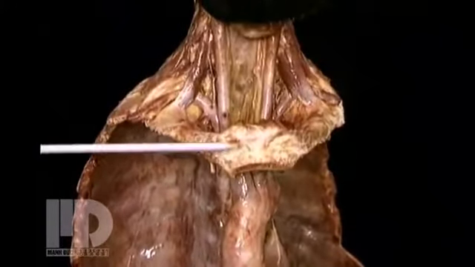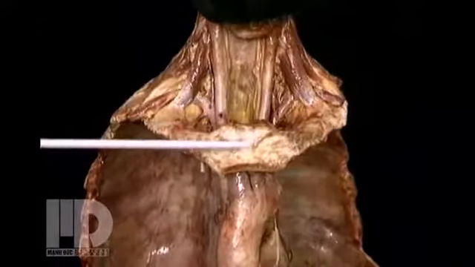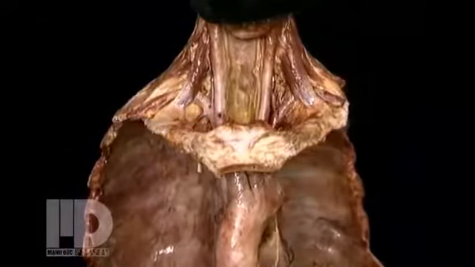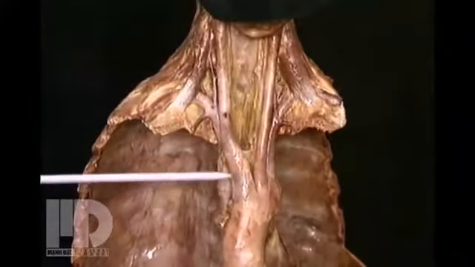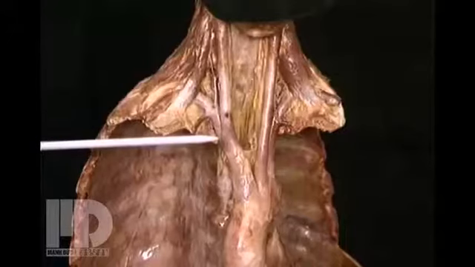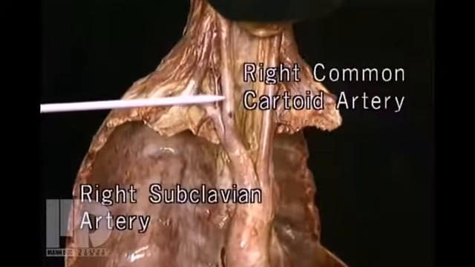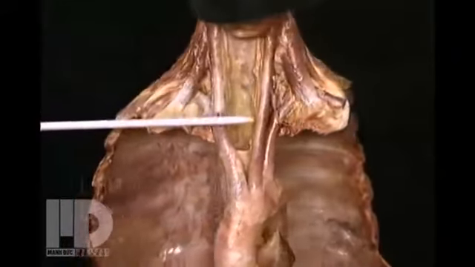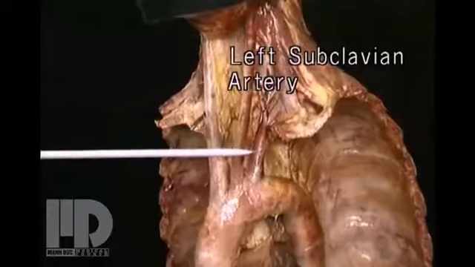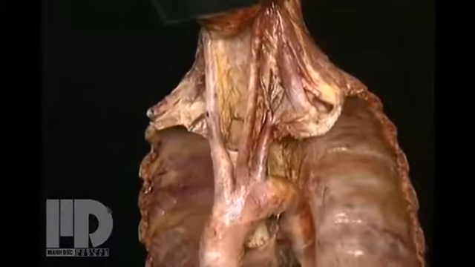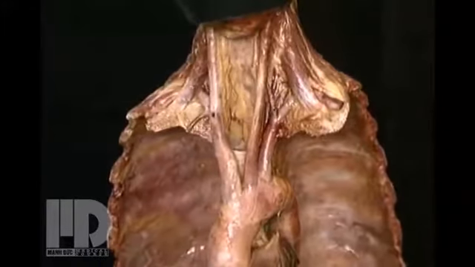We'll also remove the rest of the manubrium and the two first ribs from here to here. The brachiocephalic artery divides here into the right subclavian and the right common carotid arteries. Here's the left common carotid. Here's the left subclavian. The subclavian and common carotid arteries are shown in volumes 1 and 4 respectively.